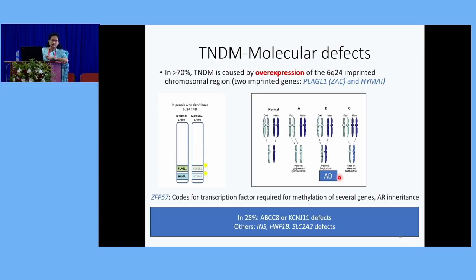But if there is a duplication of these regions in the father's gene, then the father will transmit it as autosomal dominant to all offspring. So therefore genetics and identifying the exact cause is important. Similarly, for ZFP57, ZFP57 is an autosomal recessive inherited gene. It codes for a transcription factor which is required for methylation of several genes. So it causes hypomethylation and therefore loss of imprinting in general.